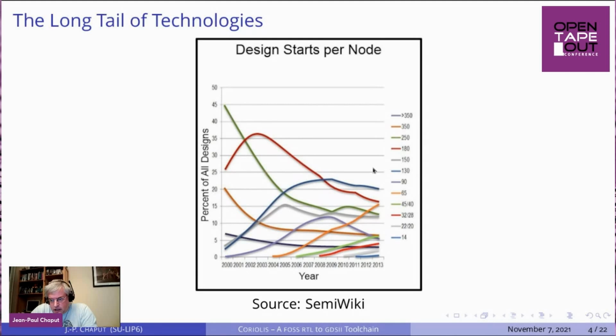It's the case, for example, with the 180. On this curve, you see that even now there are a lot of designs made with it. Even the 180, which peaked in the years just after 2000, still has a lot of designs made with it. So tools for all the technologies, which are mature nodes, are still very useful.